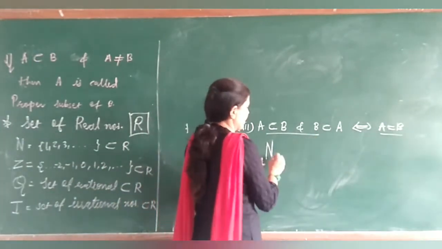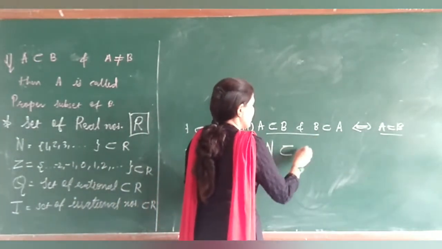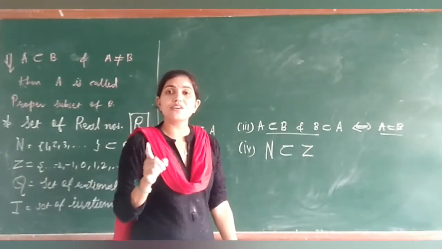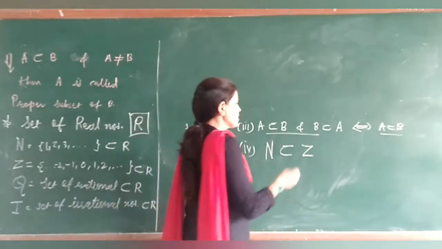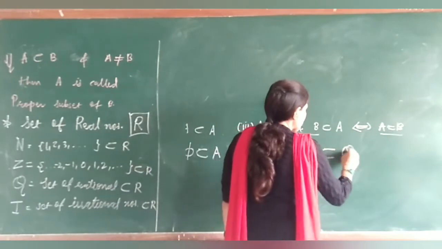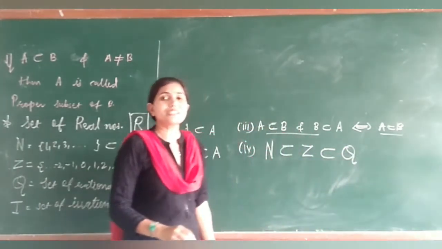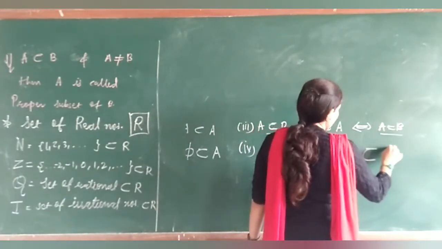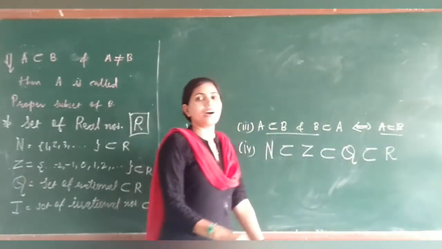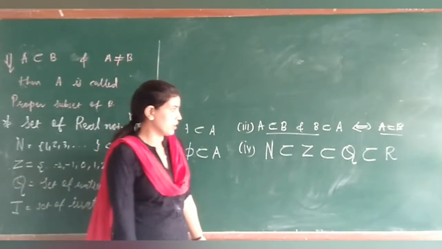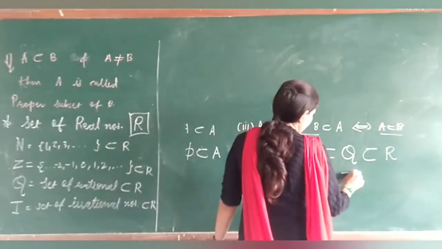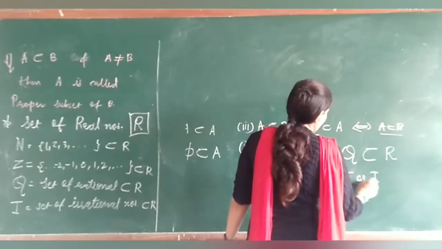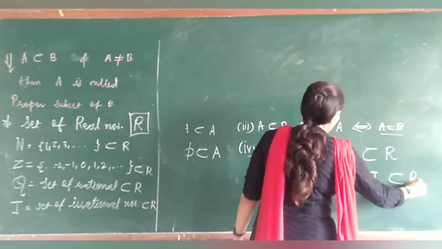Okay, now let's talk about the infinite sets. Natural numbers, then the set Z, that is the set of integers, belongs to Q, that is the set of rational numbers. Then Q is a subset of R, that means the set of real numbers. Here I should write T for the set of irrational numbers. This is also a subset of R.